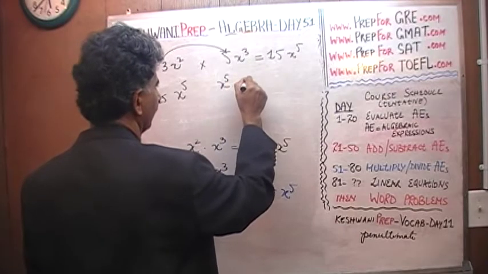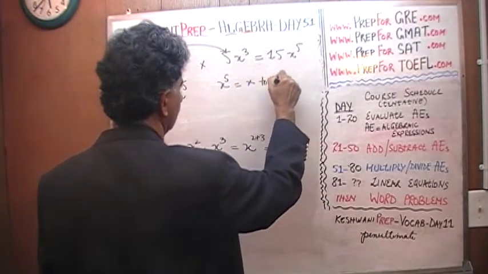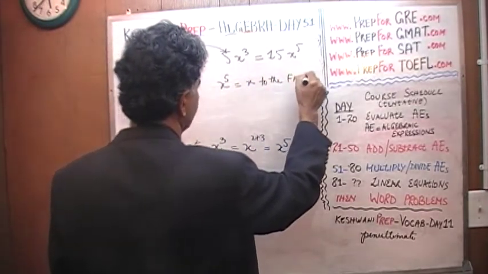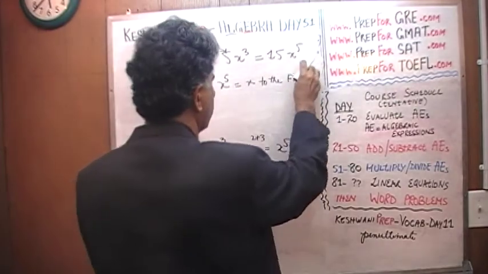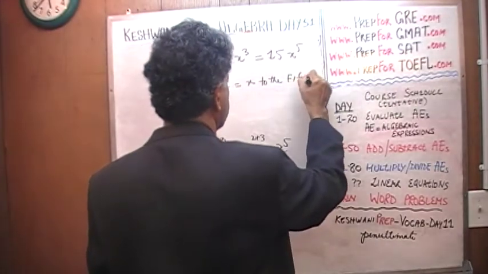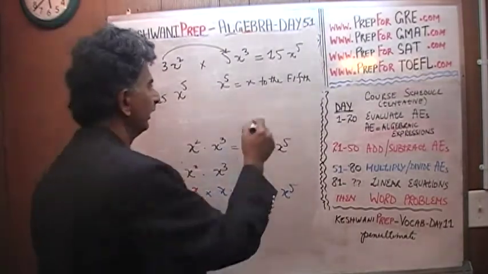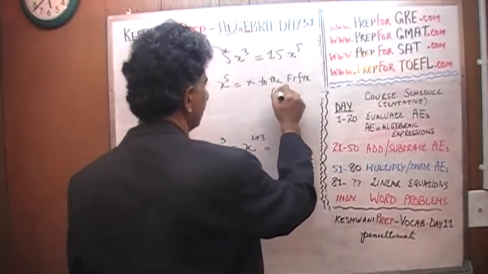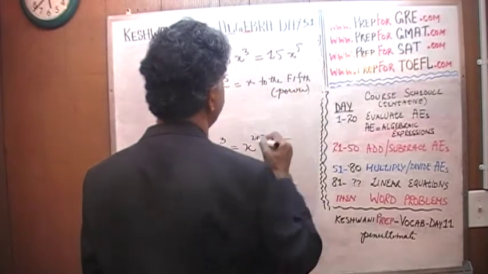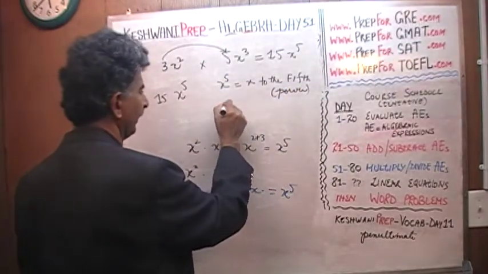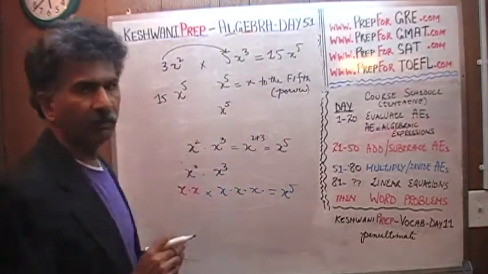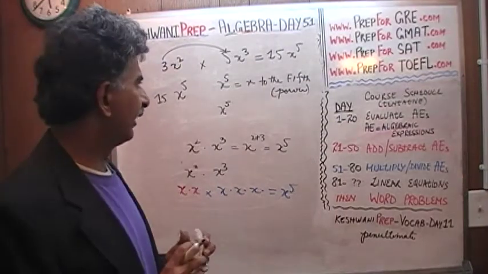It is read as x to the 5th. Now, when people say x to the 5th, what they actually mean to say is x to the 5th power. This thing is to be read as x to the 5th power, or x raised to 5, which I'll come to in a second.